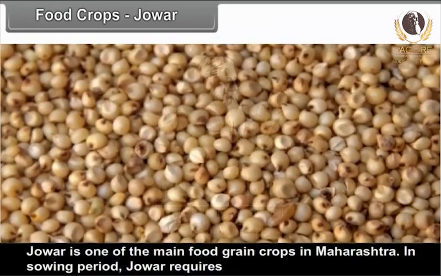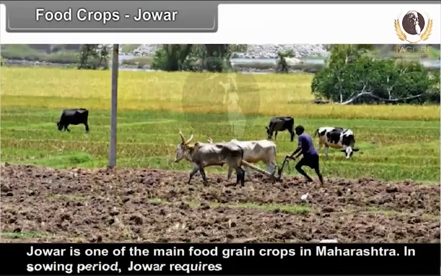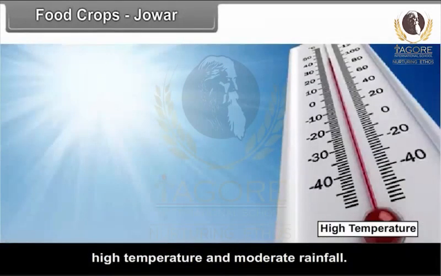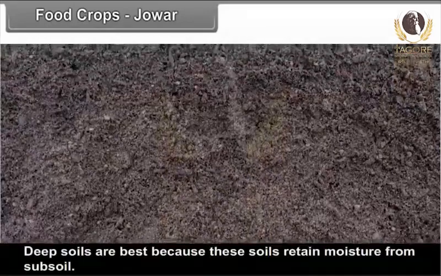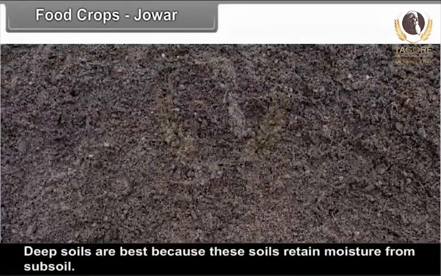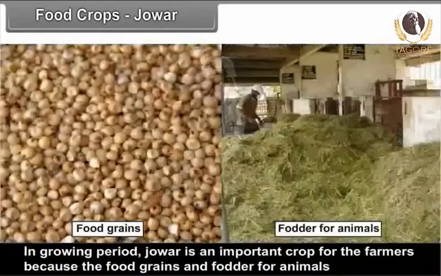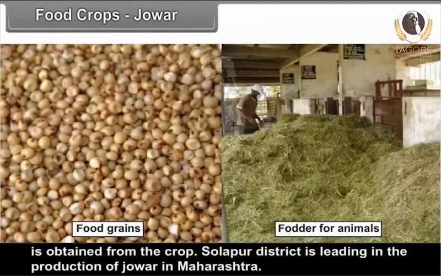Jowar is one of the main food grain crops in Maharashtra. In the sowing period, jowar requires high temperature and moderate rainfall. Deep soils are best because these soils retain moisture from the subsoil. In the growing period, jowar is an important crop for the farmers because the food grains and fodder for animals are obtained from the crop.